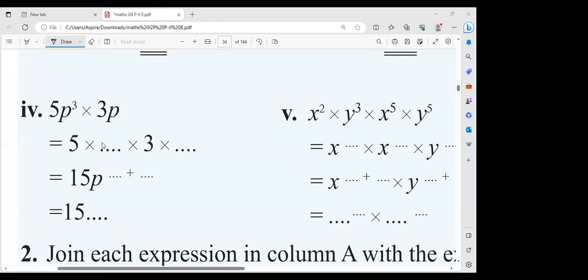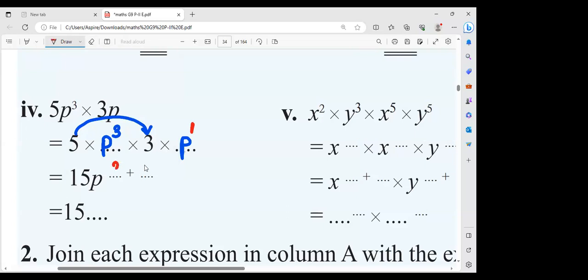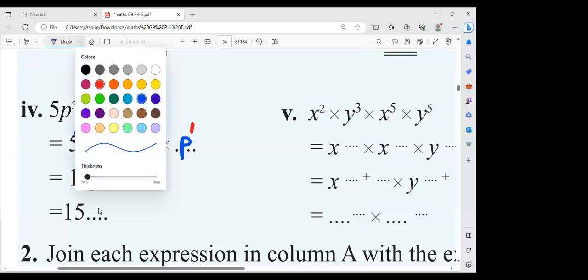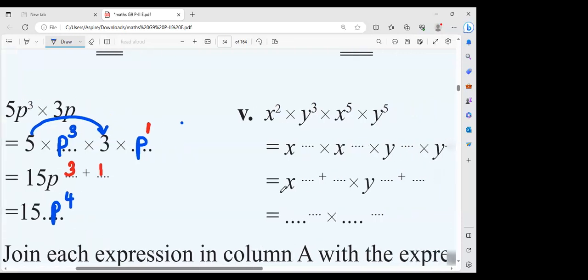Then here, what we have to do: look at what they have done when you are given a question. Try to detect what they have done. Here they have separated the coefficient and the power term. Here also 3 times p. Then 5 and 3 are multiplied. It is 15. In this case there is no power or index here, that means put index 1. Then 3 and 1 are added. So here p to the power of 4. The answer is p to the power of 4.